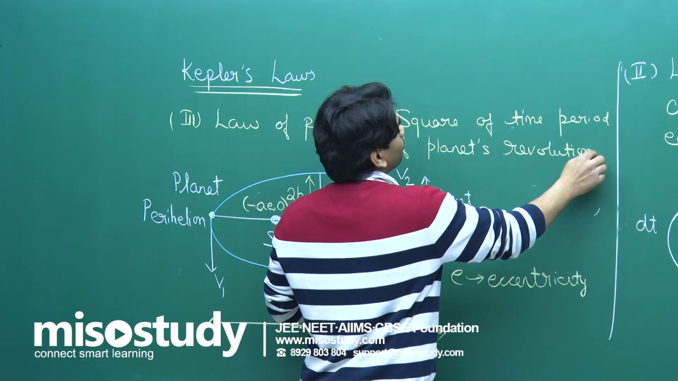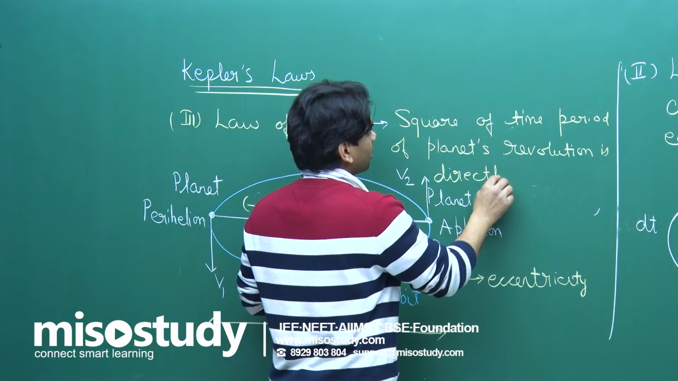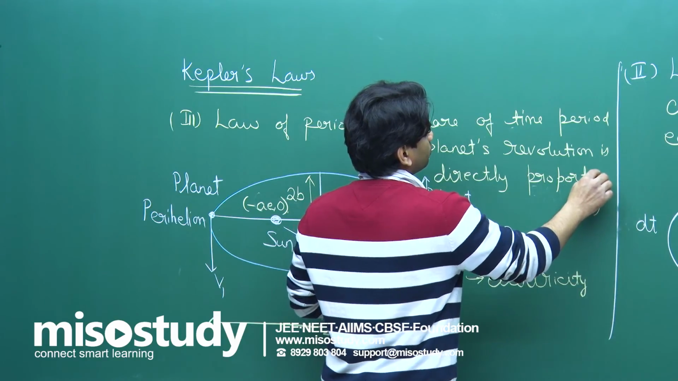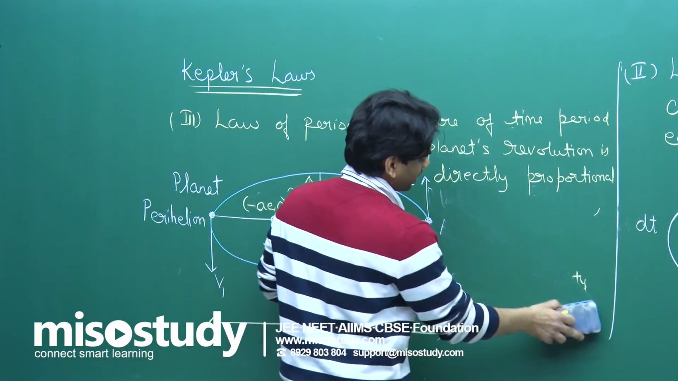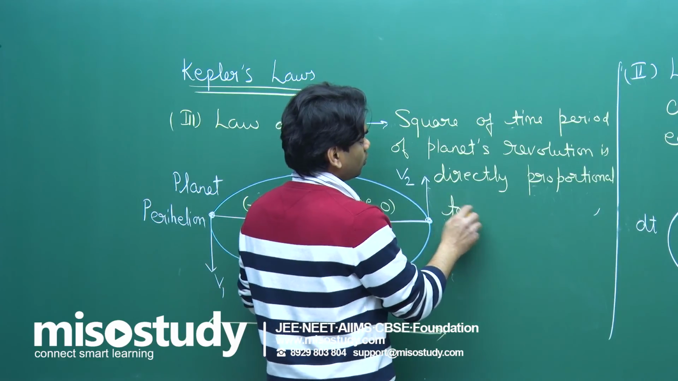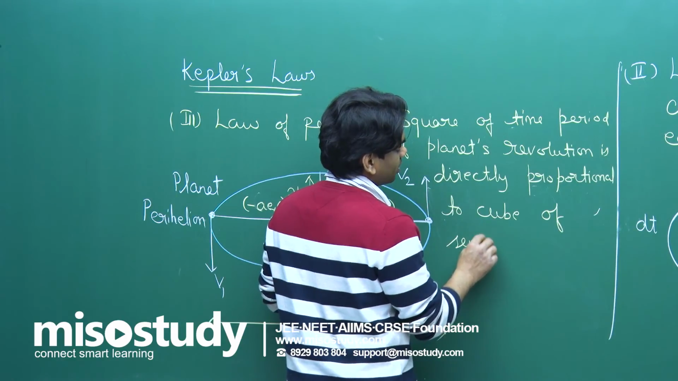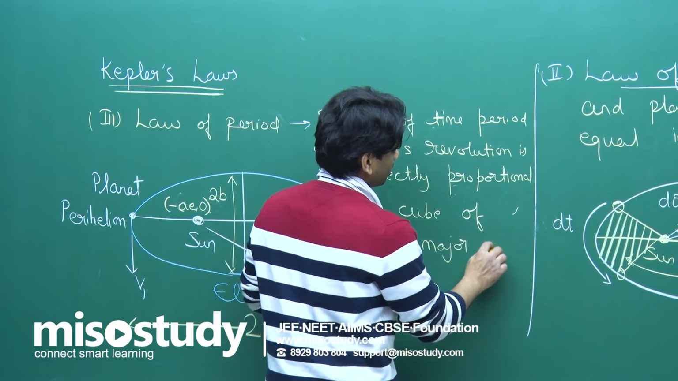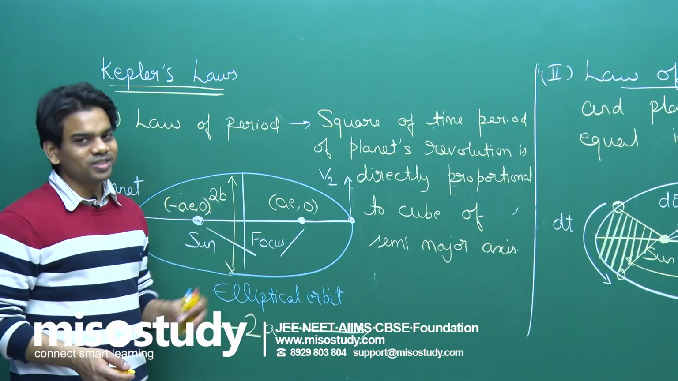is directly proportional to cube of the semi-major axis. When I say semi-major axis, that means I'm referring to length A. Hope that you are clear about the third law.